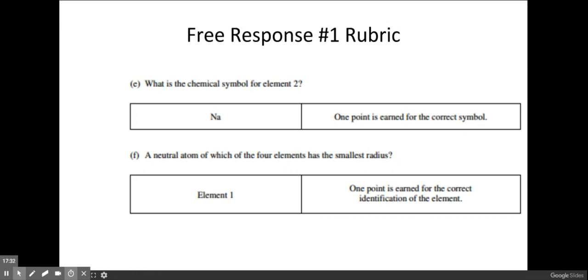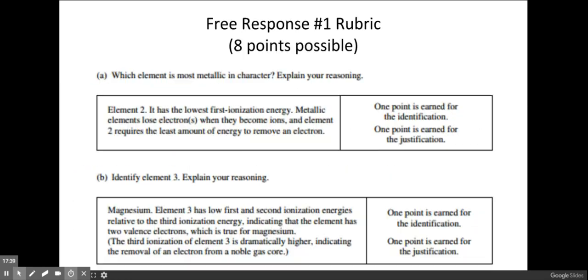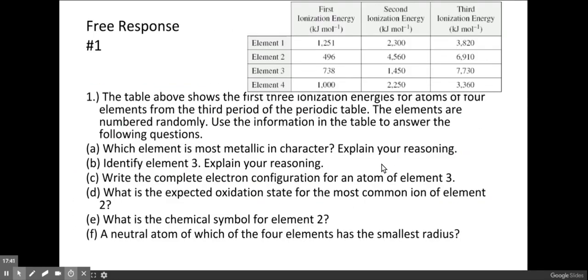And a neutral atom of which of the 4 elements has the smallest radius? Element number 1, 1 point for each of these. So why is it element number 1? Let's go back and look at that. What do we know about atomic radius? We know these are in the same period, period 3, and as we move across a period from left to right, what happens to atomic radius? Atomic radius gets smaller.